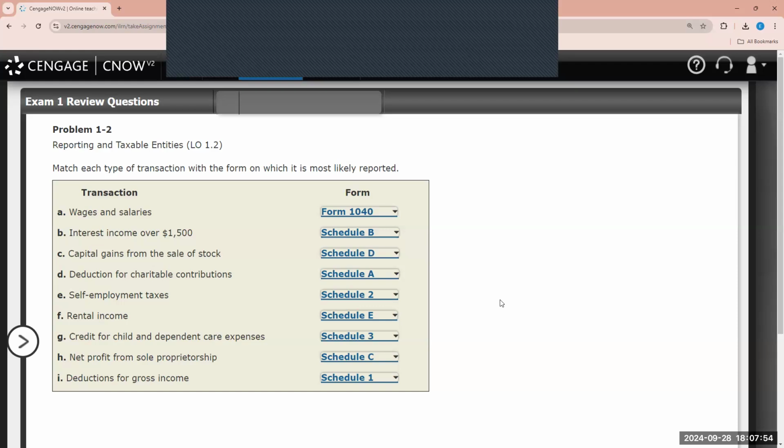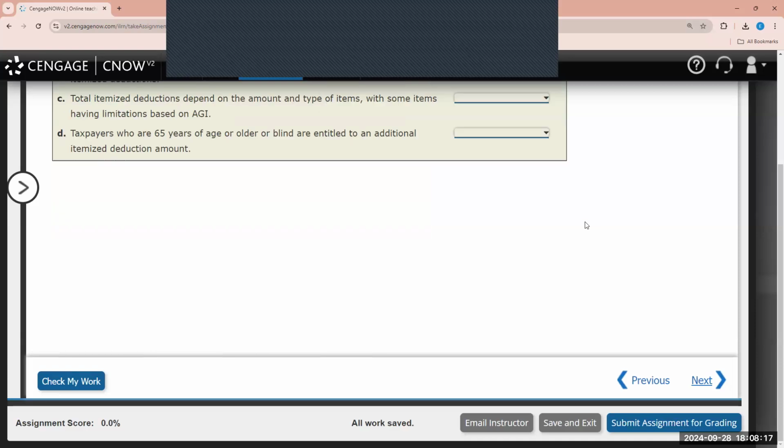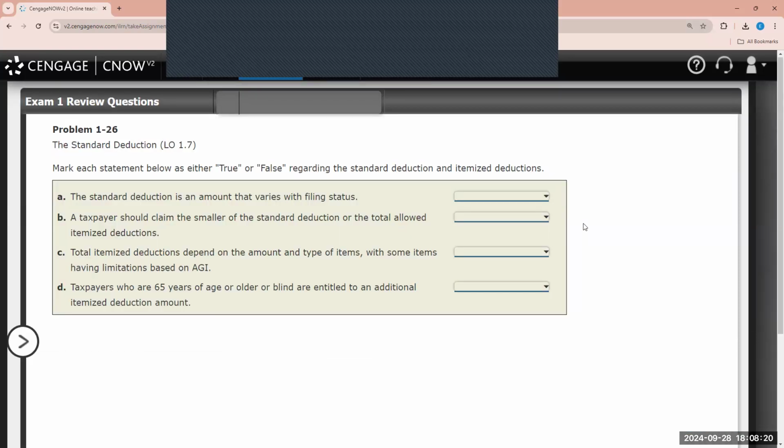And the primary purpose for Schedule 1 is to account for additional forms of income other than wages, interest, dividends, distributions from qualified retirement plans, Social Security benefits, and capital gains or losses. In addition, Schedule 1 also accounts for many deductions to calculate adjusted gross income. So for this problem, it asks us about the standard deduction. It says, mark each statement below as either true or false regarding the standard deduction and the itemized deduction.